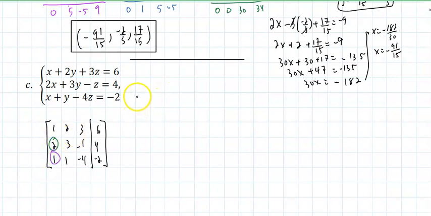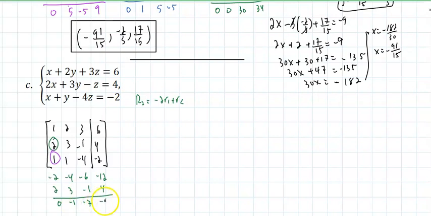To make the first a 0, I'm going to let row 2 equal negative 2 row 1 plus row 2. So if I multiply row 1 by negative 2, that's a negative 2, negative 4, negative 6, and a negative 12. Row 2 is 2, 3, negative 1, and a 4. If I add those, I will get my matrix to become a 0, negative 1, negative 7, and negative 8.